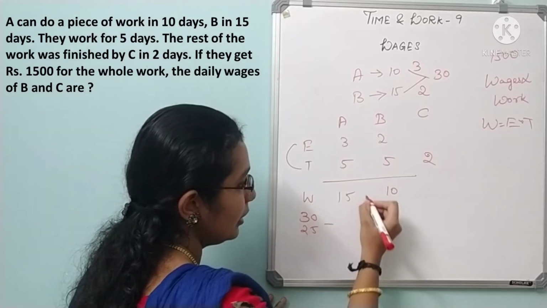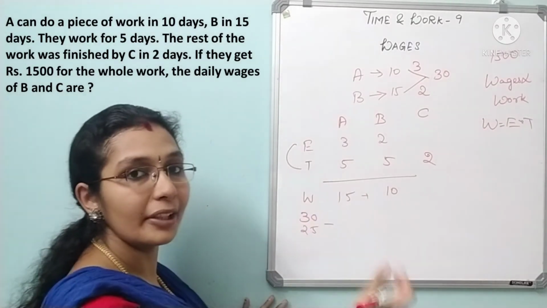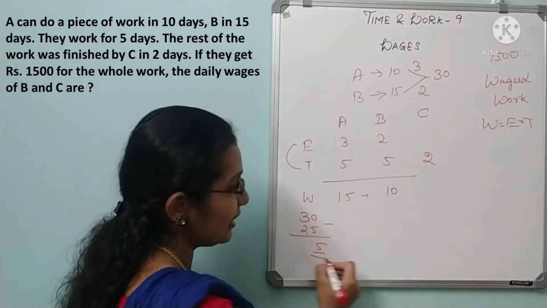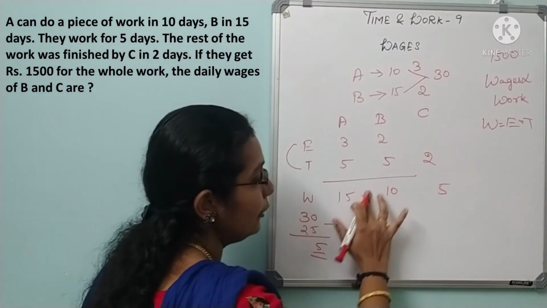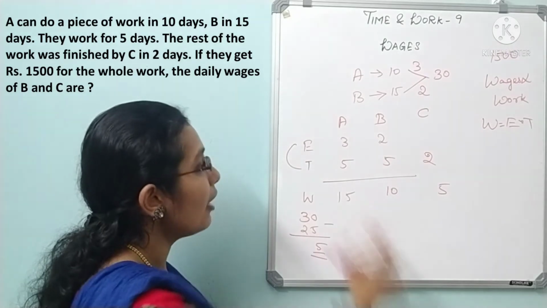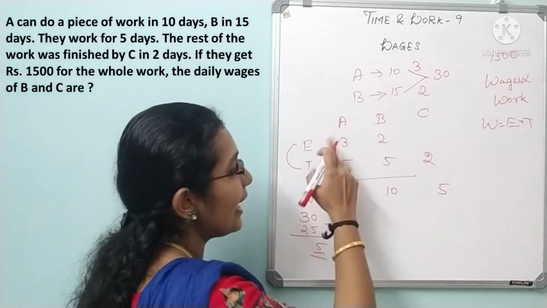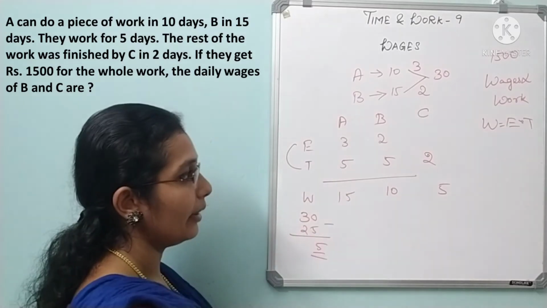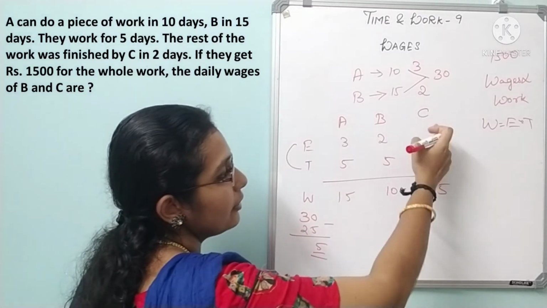Minus 25. These two persons already completed 25 units of work. So the remaining is 5 units. That is only done by C in 2 days. Clear? So how will you calculate efficiency? If they ask for efficiency, how will you do? Efficiency is nothing but work by time. So 5 by 2, which is 2.5.